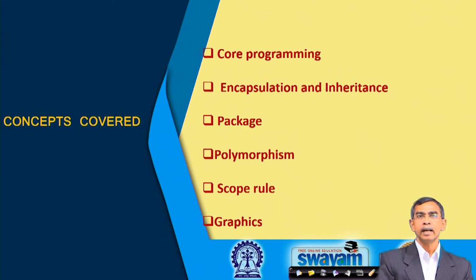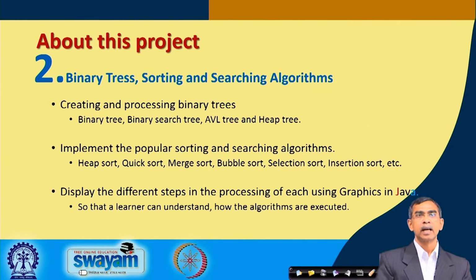Before going to the idea, I will mention the skill set or programming confidence that you should have. Core programming, that means all the control structures, language reference and everything should be there. Encapsulation and inheritance can also be used here. The package concept, polymorphism, scope rules, and finally graphics should also be there, so that you can exercise graphics. But here it is a little bit about AWT only, and not so much detailed graphics. Now, let us see what the idea of this project is. This project is basically about creating binary trees, sorting algorithms and searching algorithms.